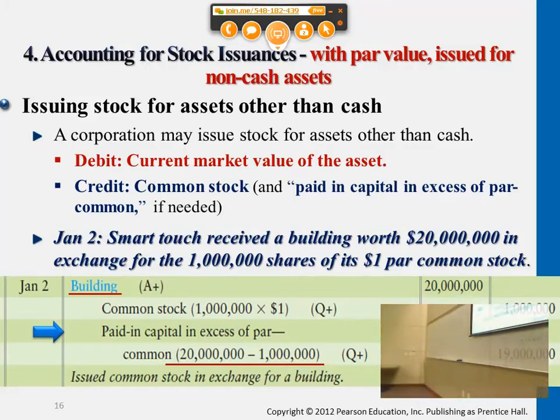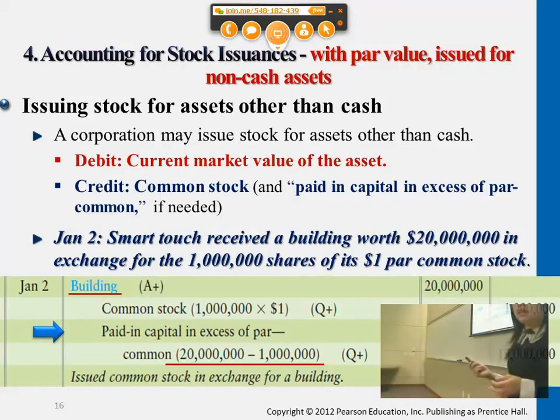So the majority of the examples that you would see for this chapter is issuing stock in exchange for cash alone, raising capital. But sometimes, business to business, they can also do it in exchange for other types of assets, not just cash alone. Okay, so this is an example where Smart Touch Company receives a building, then exchanges common stock for a building that's worth $20 million.